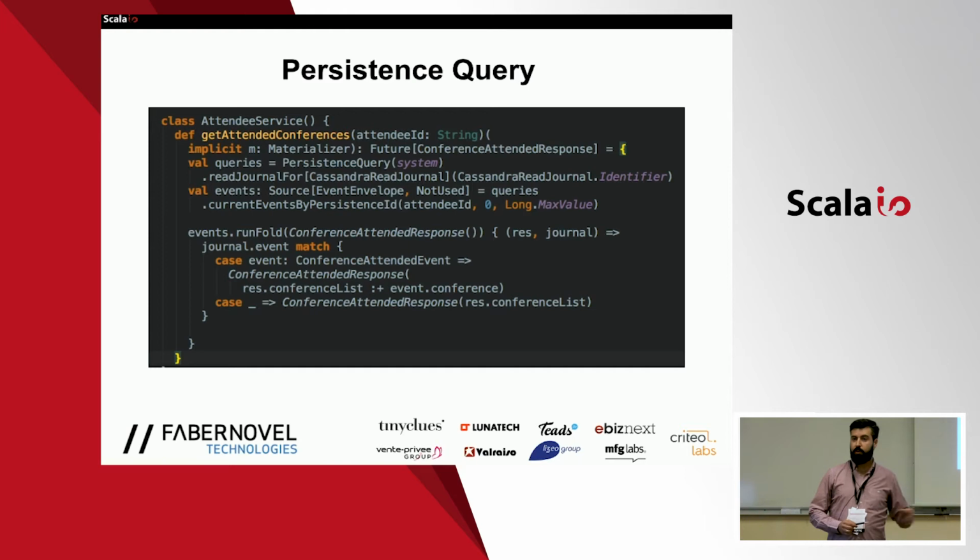And to be able to do that, we are going to use the persistence query, the Akka persistence query library, which lets you query data from the journal or even from the snapshots.